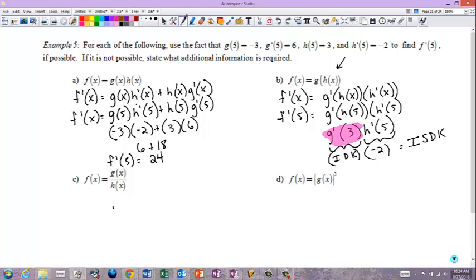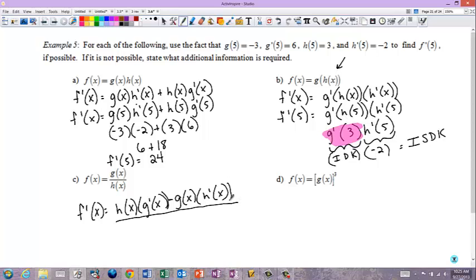This one is low. Whoops, that is not low. And I need to say f prime of x equals low d high minus high d low over the square of what's below. And I'm going to be lazy and just do this. 5, 5, 5, 5, 5.